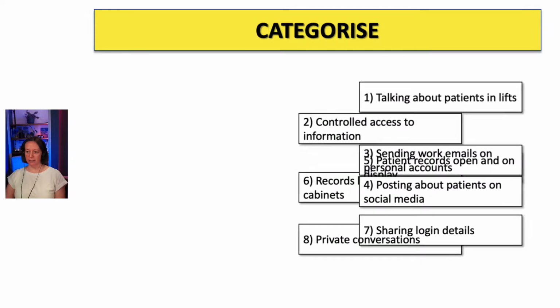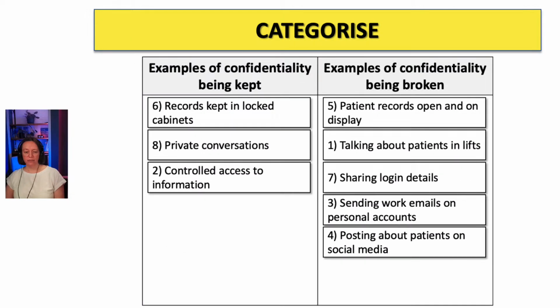So let's have a look. A really nice simple activity. We keep confidentiality by locking away information. Those paper records that I said about, we must keep them in locked cabinets or locked rooms. We should have conversations in private. We should control access to information. That means things like password protection, only authorising people to access the information that's required for their job.